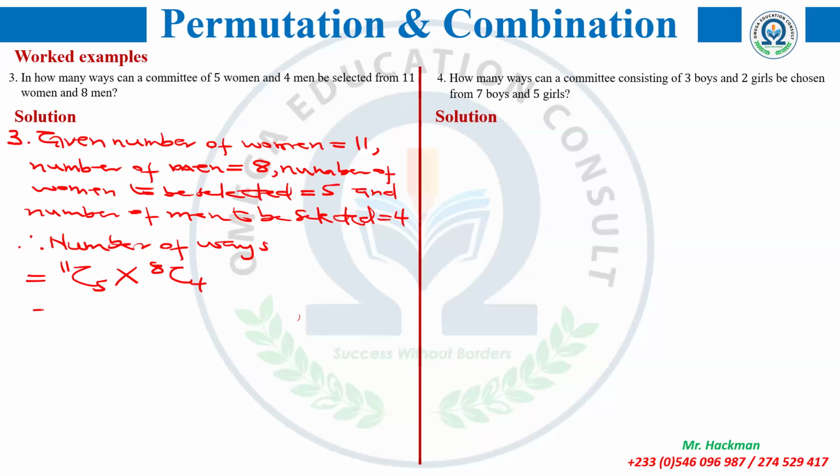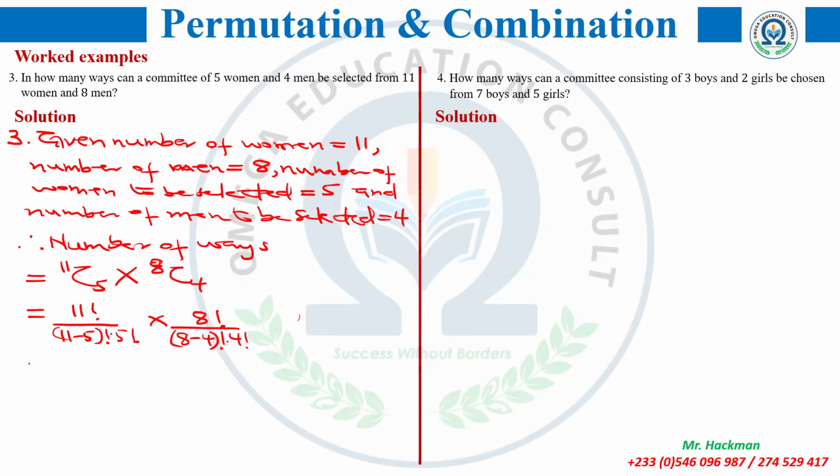Okay, so what you need to do is, I will tell you when you can use your calculator straight away. So now we are going to work on our simplification skills. So you use the definition. The definition of this one is 11 factorial over 11 minus 5 factorial, times 5 factorial. That's it for the first part. Then times, this will give you 8 factorial over 8 minus 4 factorial, then times 4 factorial. All correct?